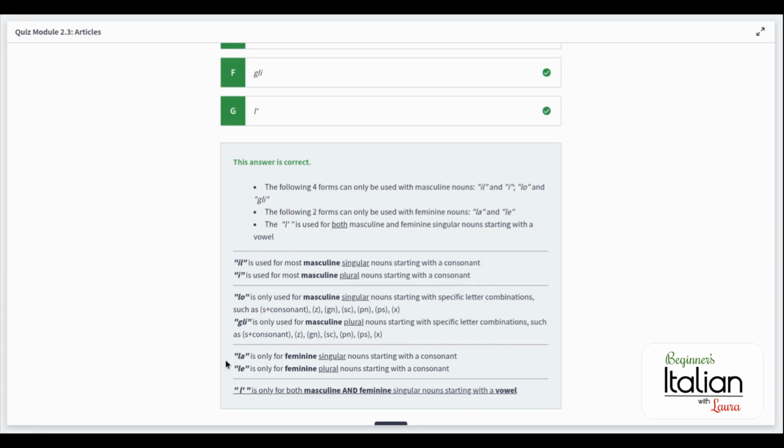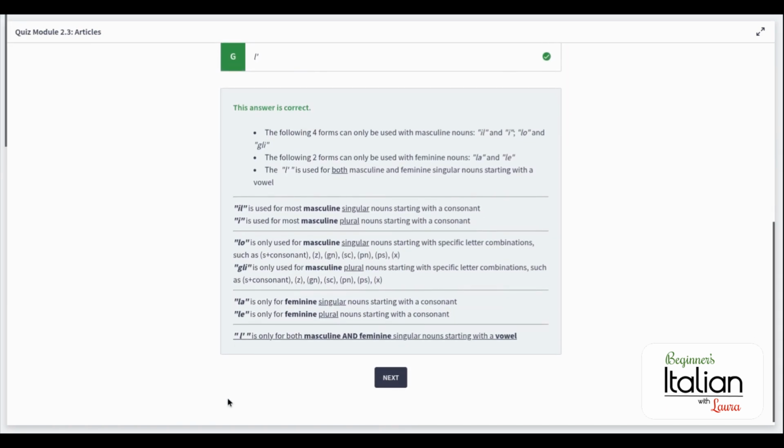La is only for feminine singular nouns starting with a consonant. Le is only for feminine plural nouns starting with a consonant. And l' is for both masculine and feminine singular nouns starting with a vowel. Okay, I know that's a lot to take in there. But you can go ahead and pause the video if you want to reread this, and I'll also have it at the end of the video.